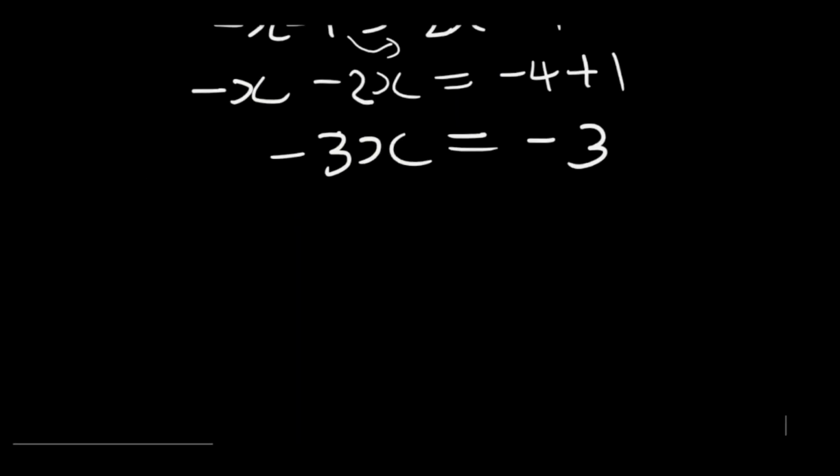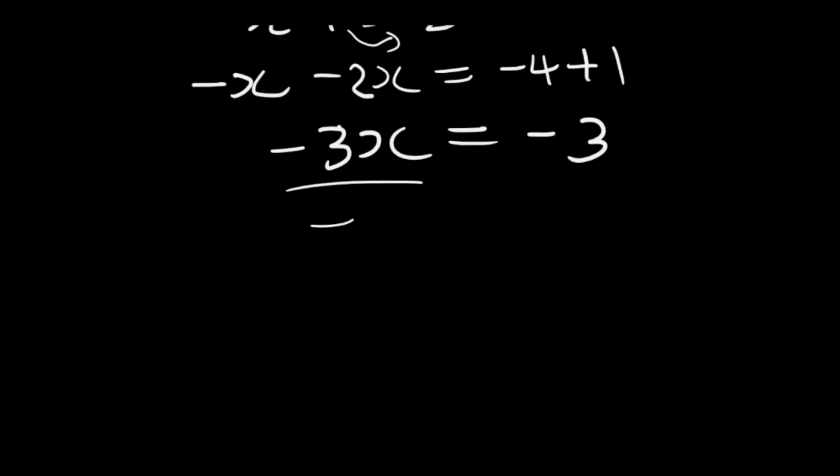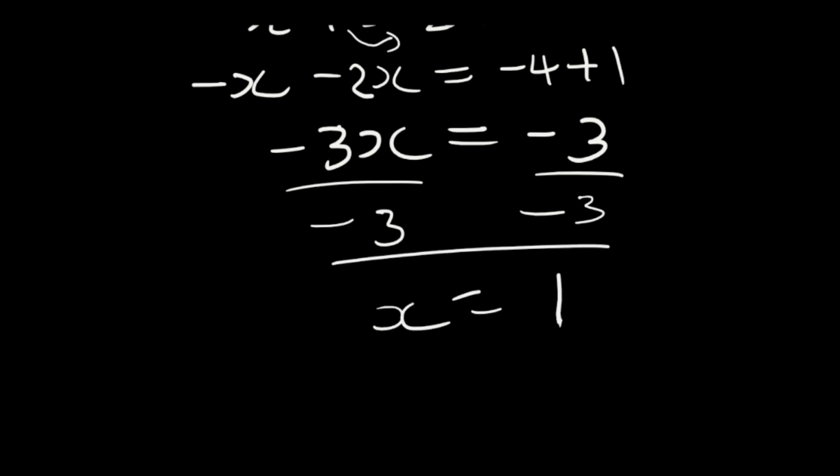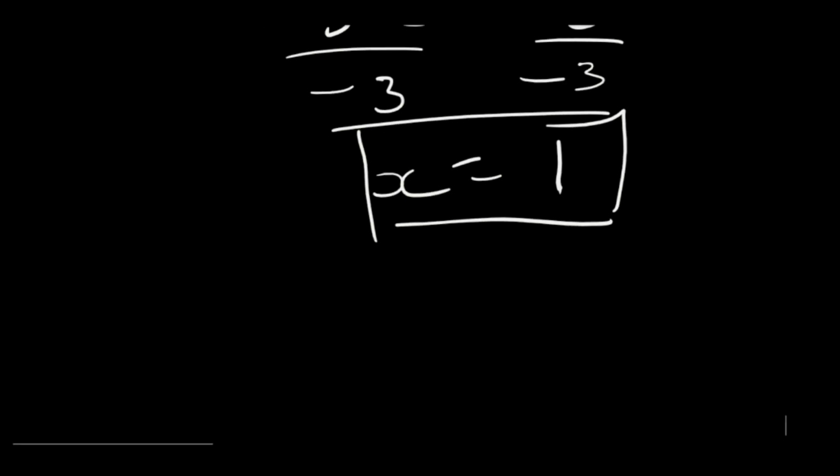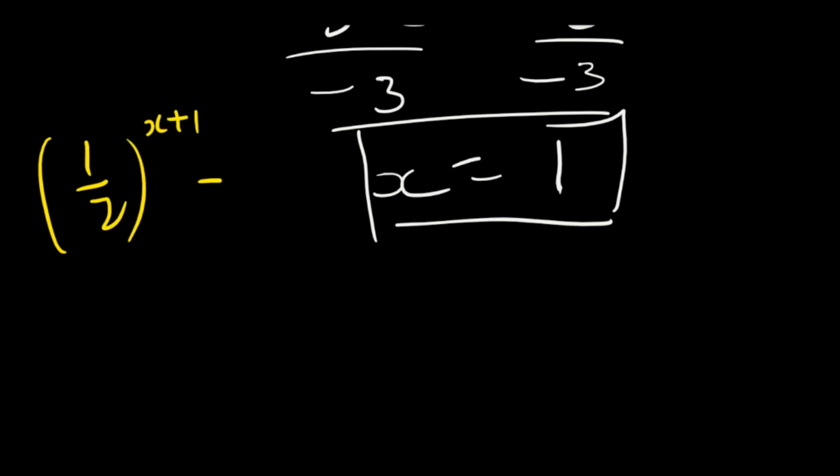And then from here, we're going to divide by minus 3 both sides, and then x is equal to 1. So this is the solution that I'm getting. Prove that the solution is correct. Go back to your original equation or original problem where you have 1 over 2 all to the power of x plus 1 is equal to 2 to the power of 2x minus 4. What was your answer? Answer was x is equal to 1.